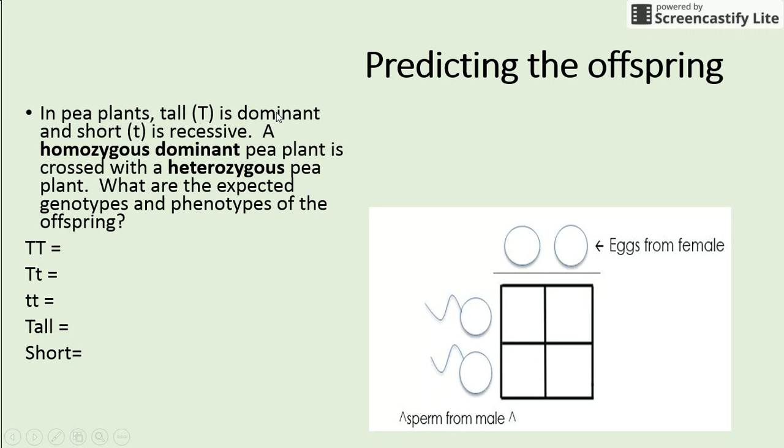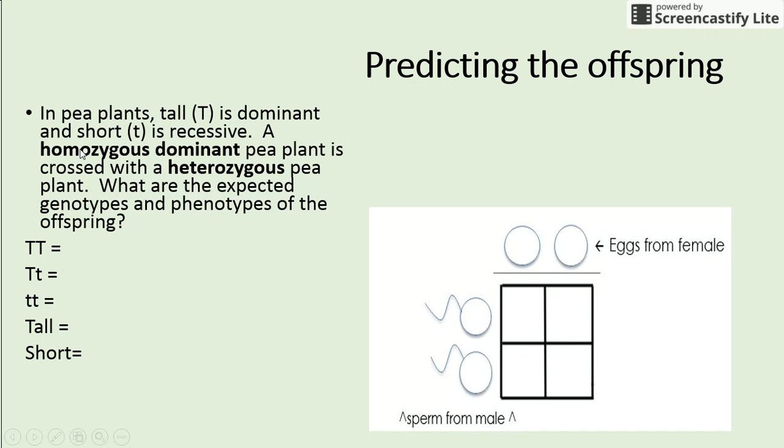Okay, so now in order to predict our offspring, we use this lovely little box called a Punnett square. We take our genotypes from our parents, remember back from meiosis, our egg and our sperm, to figure out the probabilities of the different babies, what the babies could possibly look like.